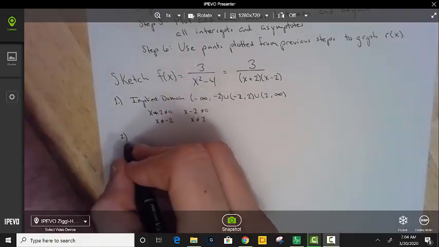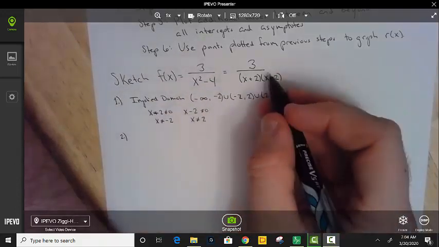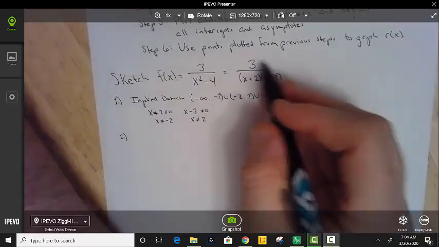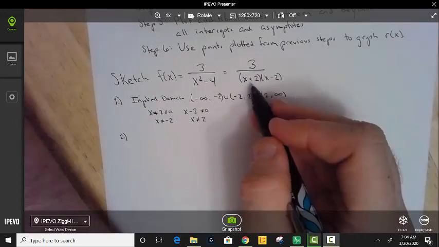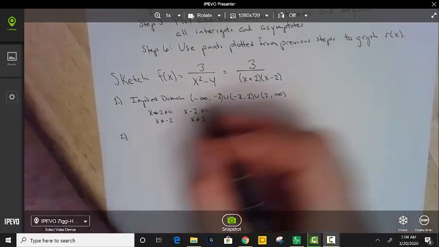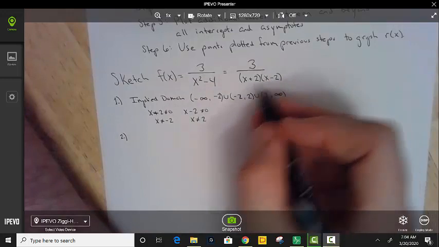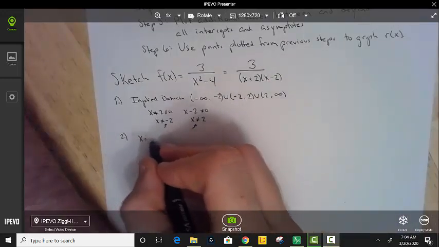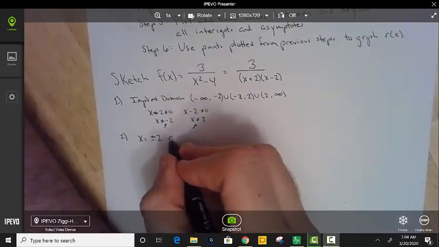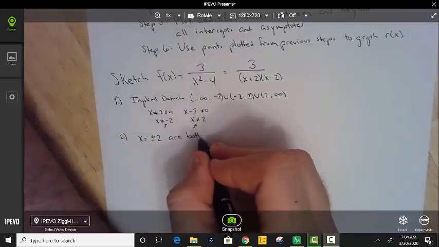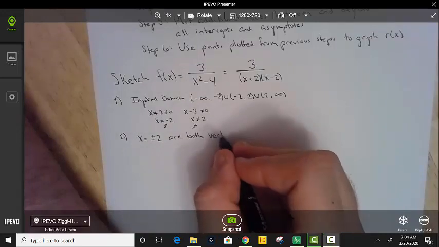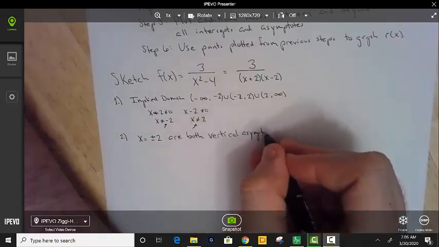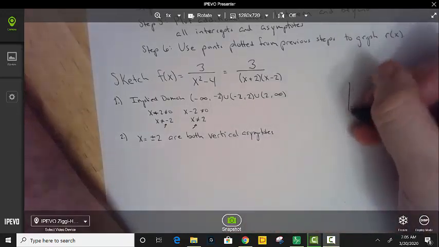Step 2 is going to be to reduce the function to lowest terms and identify any holes or asymptotes. Well, this function does not reduce. We have no factors on top and on bottom that would cancel. So the fact that this does not reduce means x equals negative 2 and x equals positive 2 are both vertical asymptotes. Okay, so at this point we're going to just automatically jump over and start creating our graph.